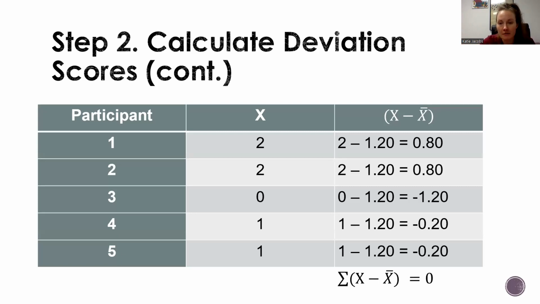All right, so here we see in step 2, when we add up all of our deviation scores, that it equals 0. The only time that number won't equal 0 is if we rounded somewhere. Like if we rounded our mean, or we rounded these deviation scores because the numbers came out weird, then it usually would be only slightly off of 0.